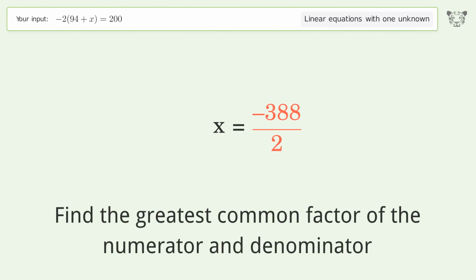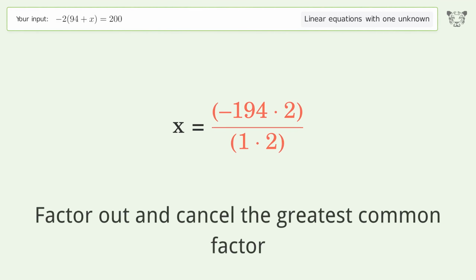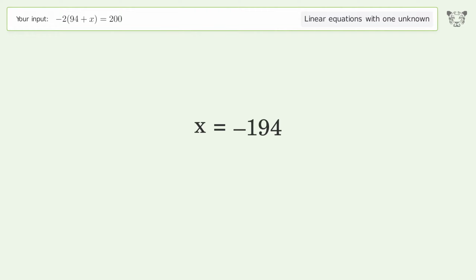Find the greatest common factor of the numerator and denominator. Factor out and cancel the greatest common factor. And so the final result is x equals -194.